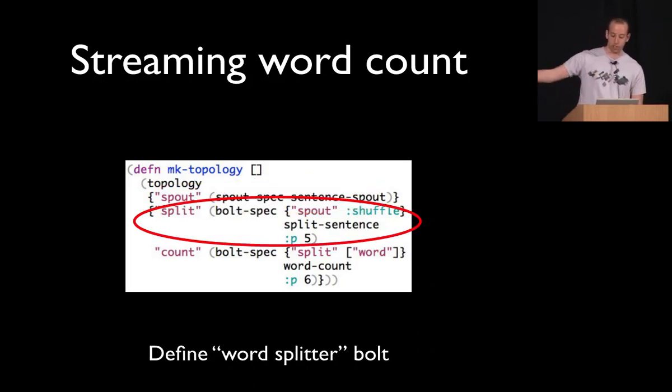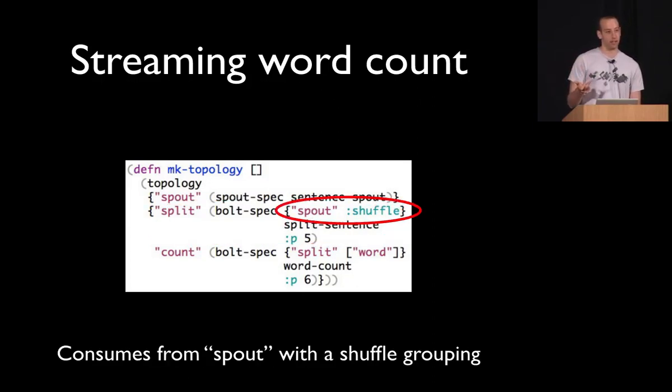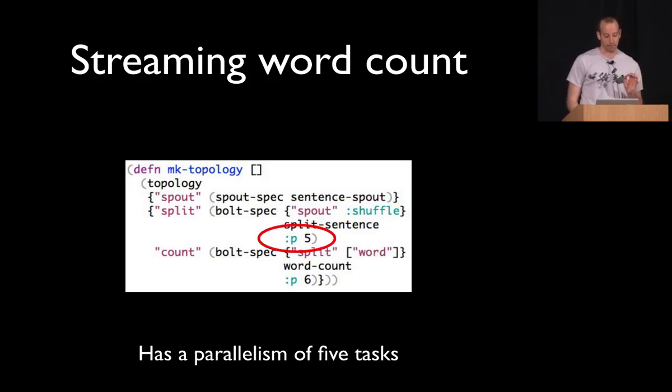So here's how we define our word splitter bolt. We say we're going to call it split, and we use bolt spec to create the bolt. First we give it its inputs. What does it consume? Here it says, I consume the stream coming out of the spout component, and I'm going to use a shuffle grouping to consume that stream. And then the implementation is in that split sentence, which we'll look at in a second. And then we give this a parallelism of 5. That means there will be 5 tasks executing this bolt across the cluster.